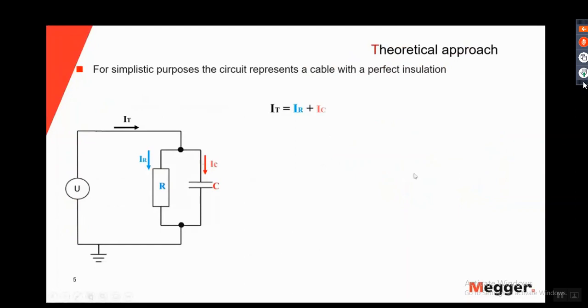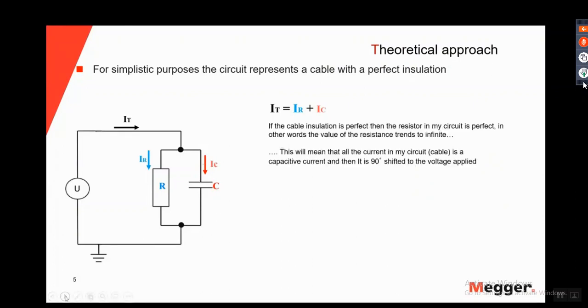The theoretical approach, for simplistic purposes, is that the circuit represents a cable with perfect insulation. If the cable insulation is perfect, then the value of the resistance in my circuit trends to infinity. This means that all the current in my circuit is a capacitive current, and it is 90 degrees shifted to the applied voltage. There's my resistive, there's the infinite, there's the angle.